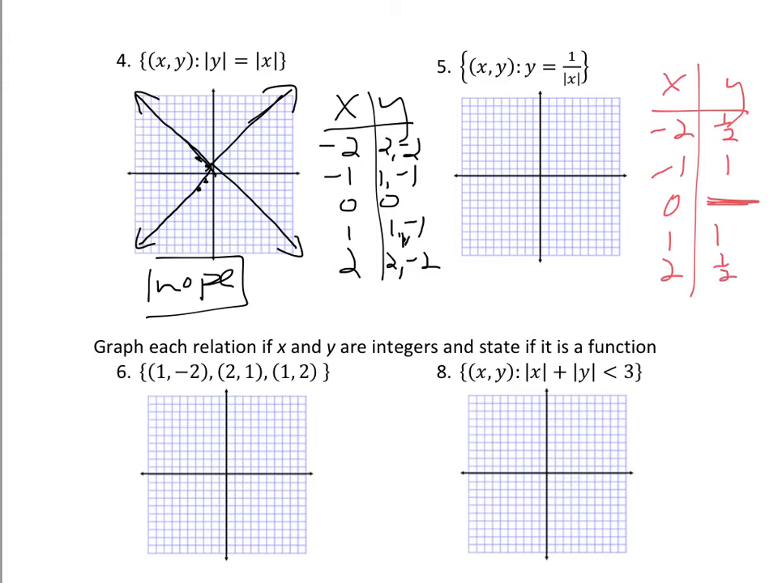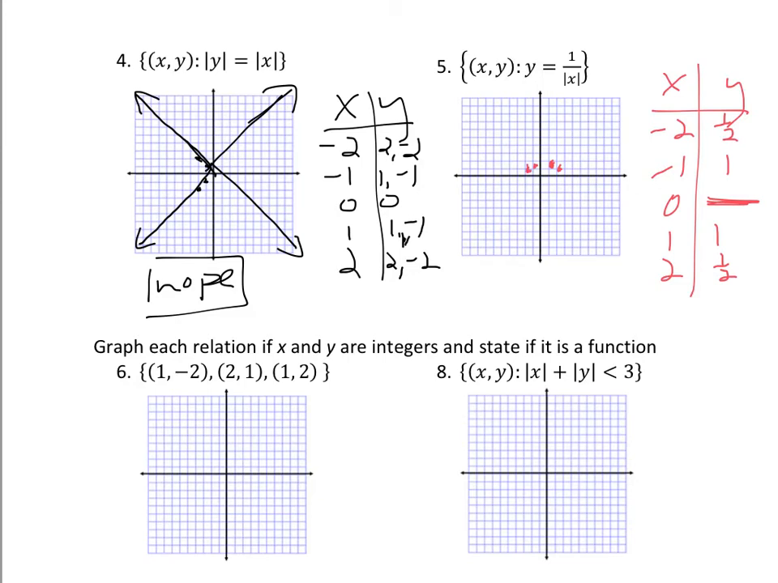So I could graph these. 0, I'm not graphing anything. 1, 1. That's so bad. 2, negative 1. Maybe I should use bigger graphs next time. Negative 1, 1, negative 2, 1/2.